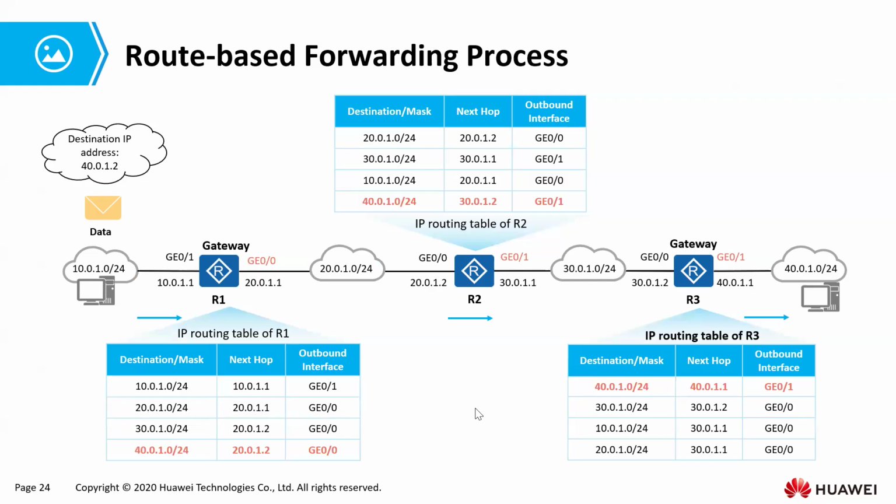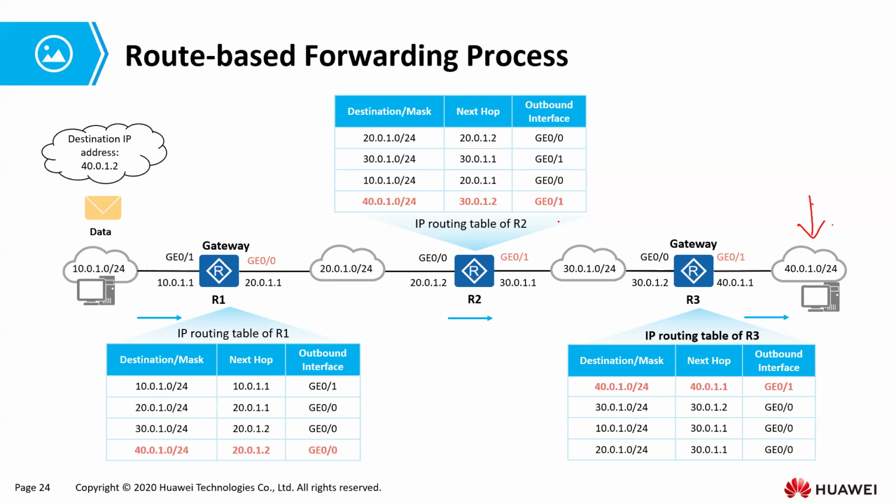What do we have here? Destination IP is 40.0.1.2. It should be on this network. How do we get there? Right. So I think in this example, this is sort of a summary of what we've learned so far.